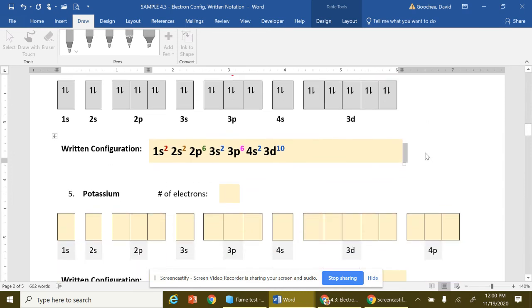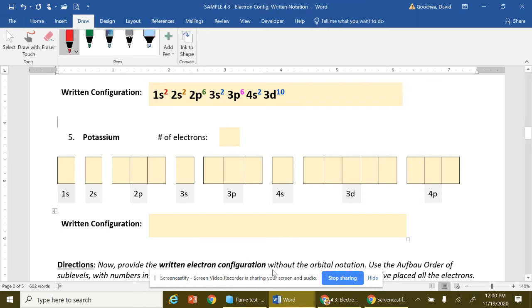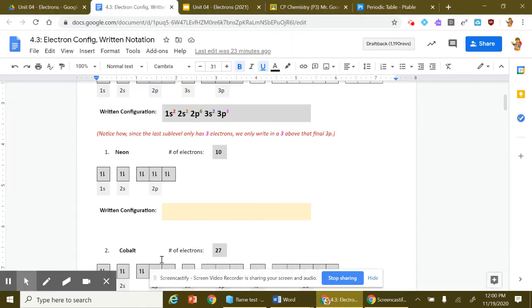Okay, guys. Now, this last one here is potassium. Number 5, you have to fill in the whole thing. You have to do the whole thing yourself in number 5. So let's take a look at that right now.